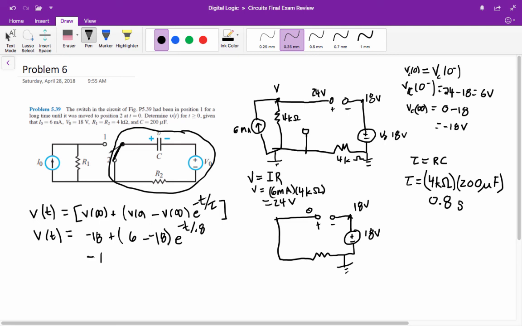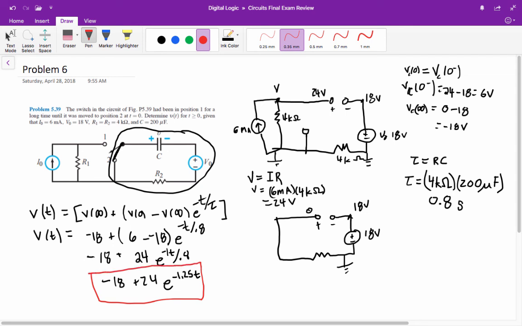So that's minus 18 plus 24 e to the minus, now let's think of this as 1t over 0.8, and 1 divided by 0.8 is 1.25. So this is negative 18 plus 24 e to the negative 1.25 t. And that is our answer.